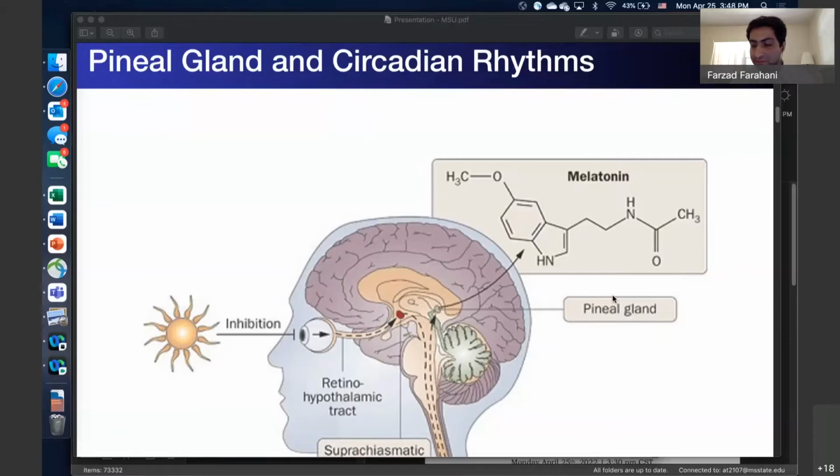For many years, people thought it was an extra organ in the human body with no benefit and that it was not useful. But now, the pineal gland is known as the only manufacturer of melatonin, and one of the most important factors in this circadian rhythm. You can go to the next slide.